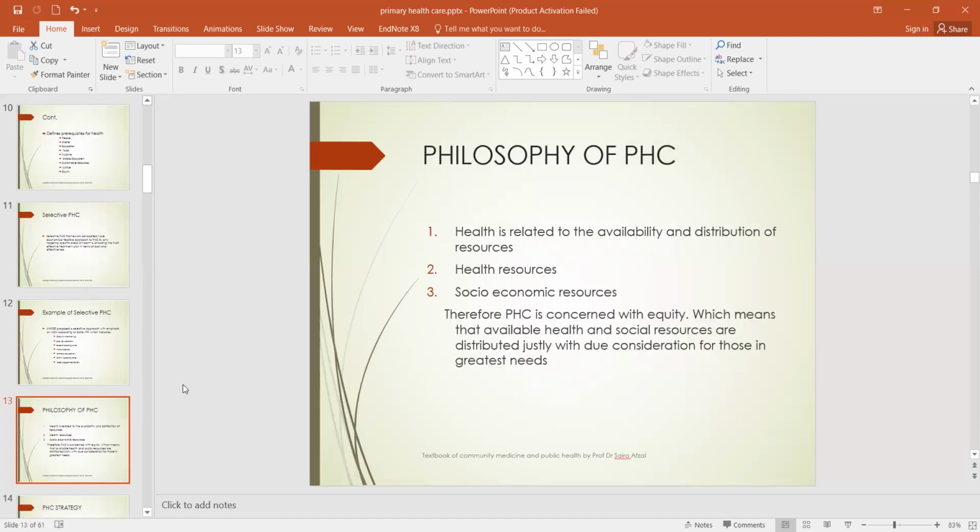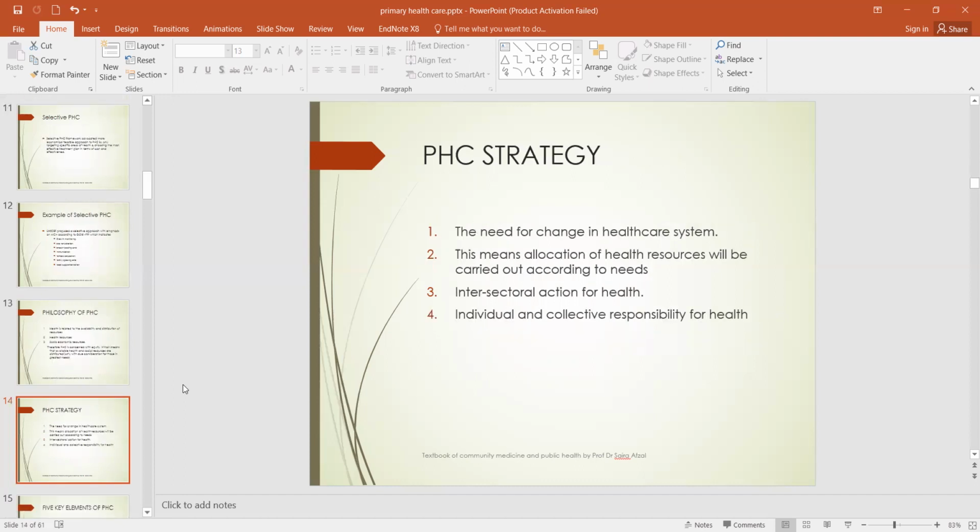Philosophy of primary healthcare. Health is related to the availability and distribution of resources, health resources and socio-economic resources. Therefore, primary healthcare is concerned with equity, which means that available health and social resources are distributed justly with due consideration for those in greatest need. Primary healthcare strategy. The need for change in the healthcare system means allocation of health resources will be carried out according to needs, intersectoral action for health, and individual and collective responsibility for health.